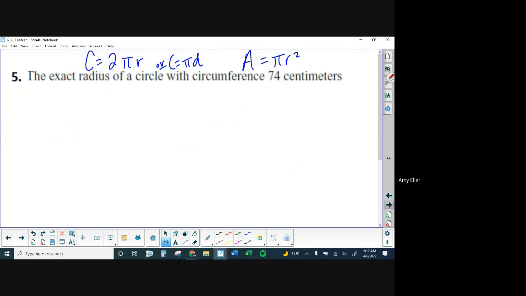Let me read question 5. Find the exact radius of a circle with circumference of 74. So, exact radius of a circle with circumference of 74. Of the 3 formulas I have to pick from, I would want to pick the one that says circumference and has an R in it. Go ahead, it tells you circumference, fill in that number. We want the radius, that's the only variable here. Pi is a number, not a variable. We have to divide by 2 pi.